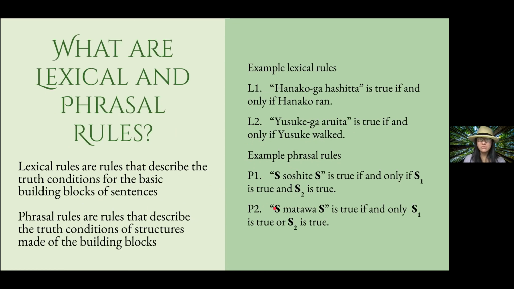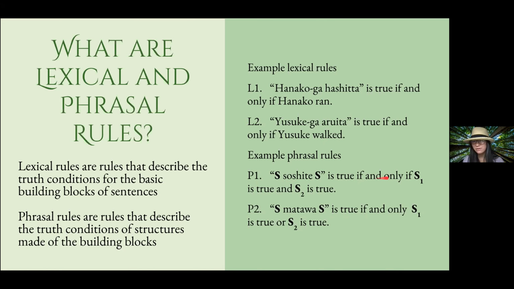What are these rules that we're talking about? Lexical and phrasal rules. Lexical rules give us the building blocks of the sentences, basically the atoms of sentences, and phrasal rules tell us how to put them together into bigger bits. For example, we have this lexical rule, which we'll call L1, which tells us that "Hanako ga hashita" is true if and only if Hanako ran. The second lexical rule tells us that "Yusuke ga aruita" is true if and only if Yusuke walked.